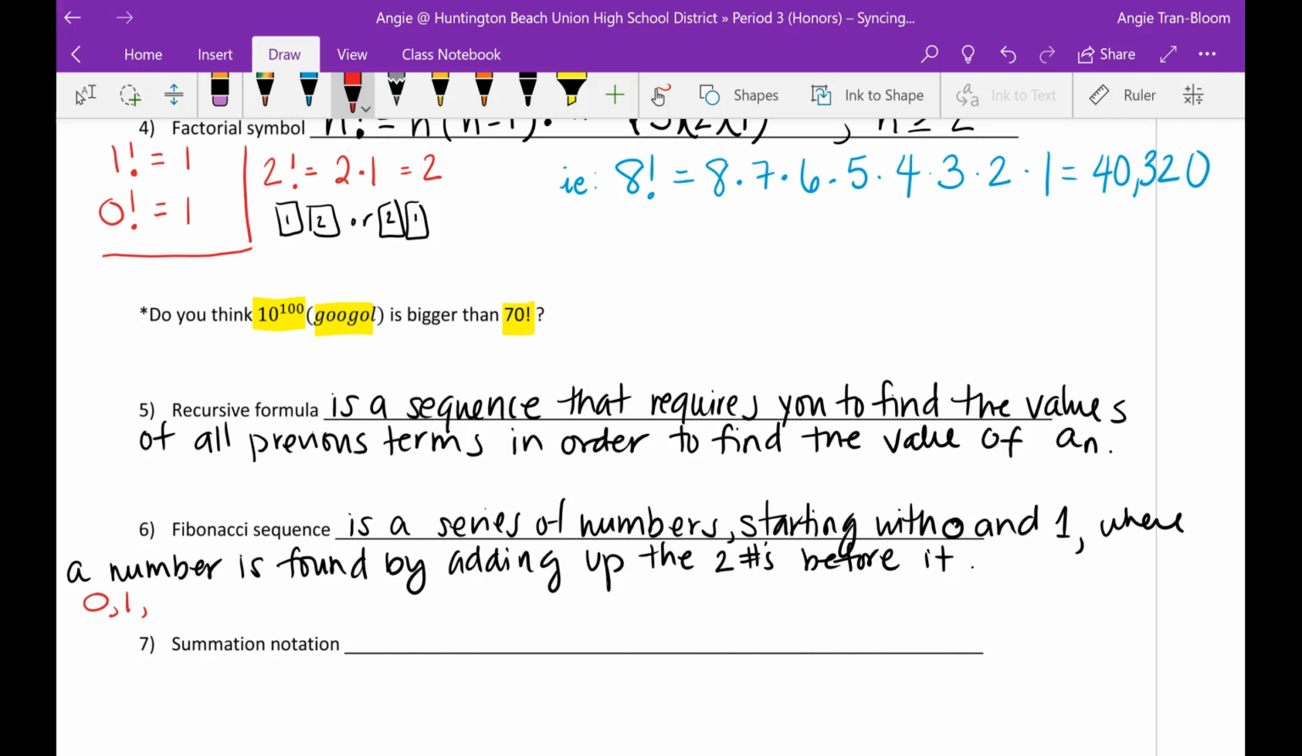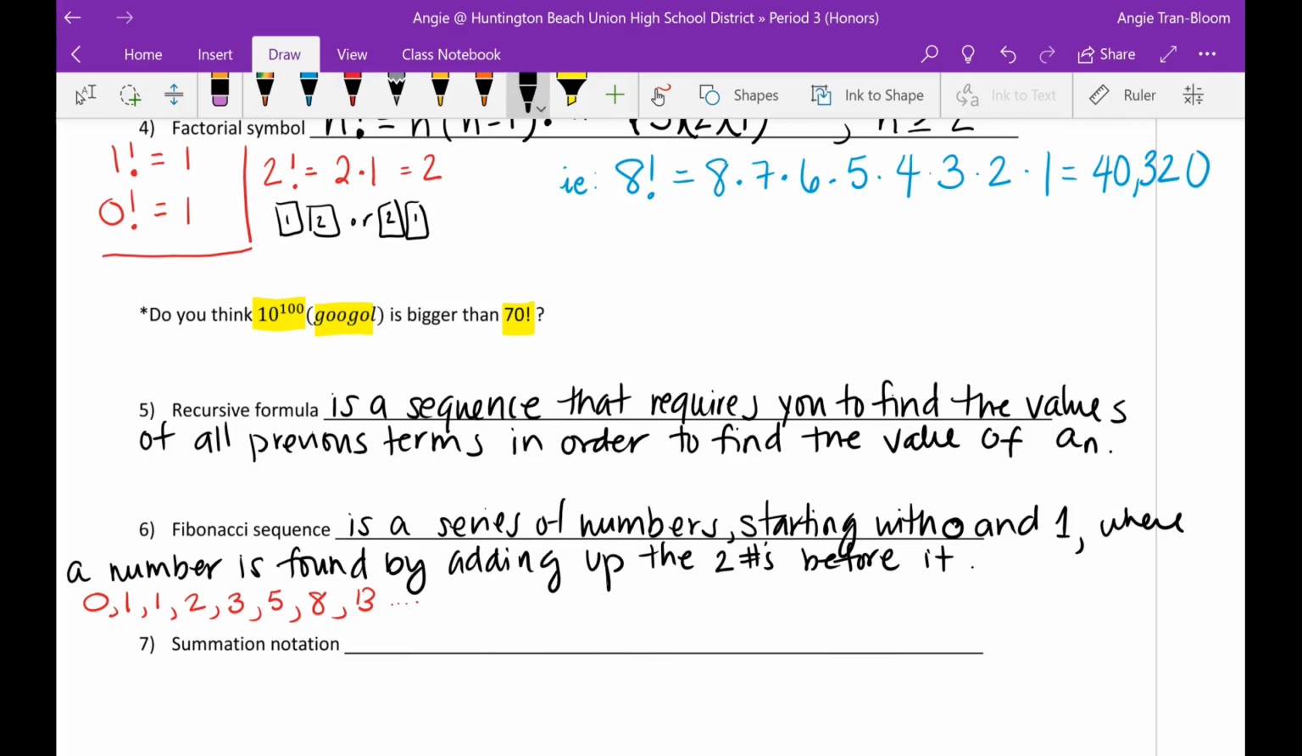So the third digit is going to be 1. The fourth number is going to be 2. Remember, you're always adding the previous two numbers. So the next one is 3, the next one is 5, the next one is 8, the next one is 13, and so on and so on. Okay.